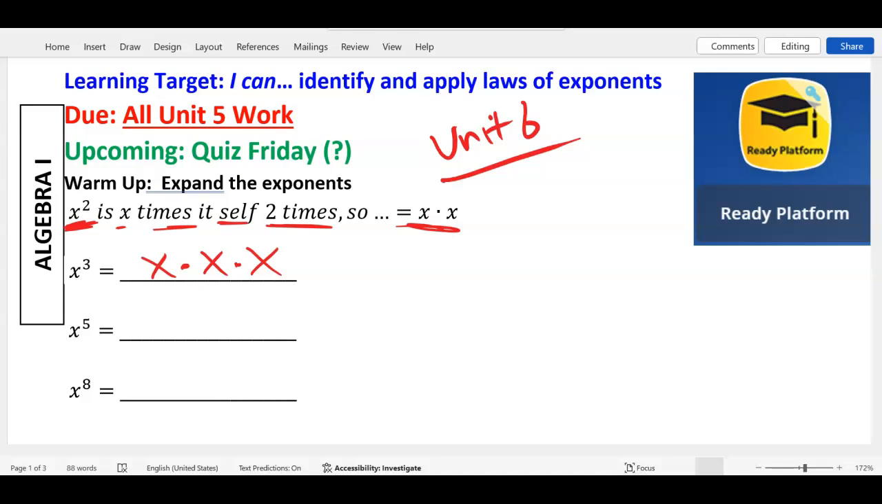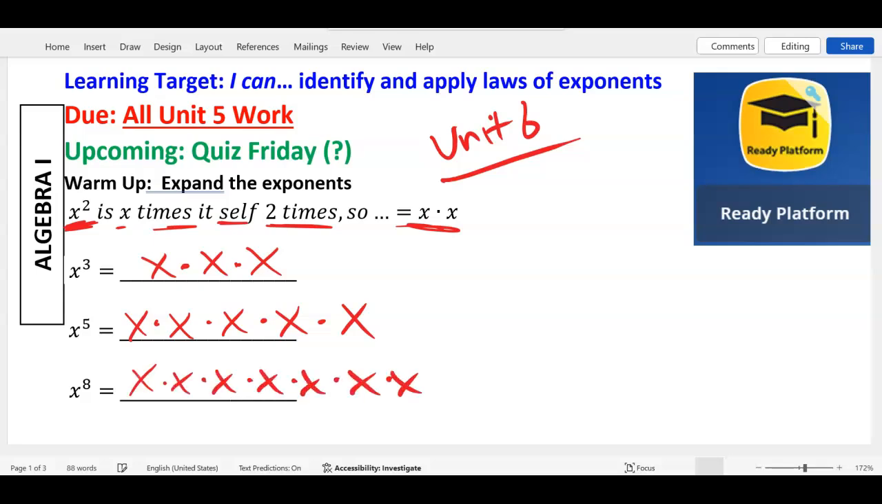All right, and then x to the 5th power, as you can imagine, would be 5 x's being multiplied, right? And no one has headphones, right? Dang, how did I know? That's crazy. All right, so x times x times x times x times x. 5 x's, right? Cool. Yeah. X to the 8th power, how many x's is that? X times x times x times x times x times x times x times x.